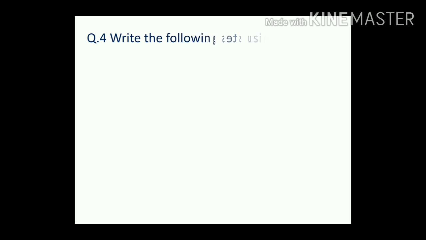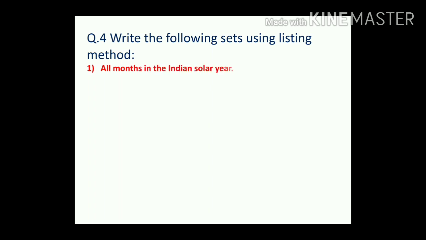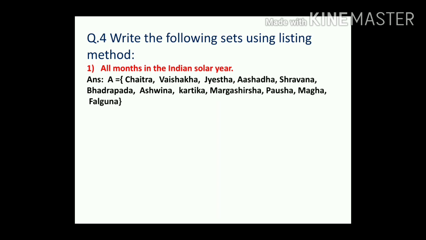Now let's begin question number 4. Write the following sets using listing method. First question, all months in the Indian solar year. Children, there are 12 months in the Indian solar year. So this question we have to write in listing method. First of all, we have to give the set name. Okay, open the curly bracket, and how many months are there, children? 12 months you have to write in the curly bracket, and after every element we have to take the comma. Okay children, now move to second one.